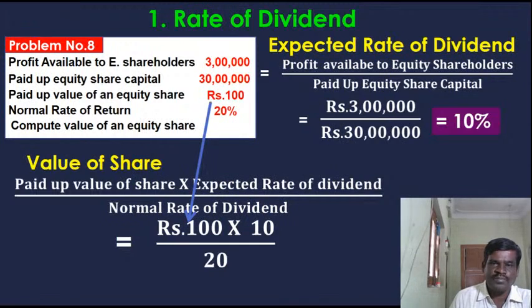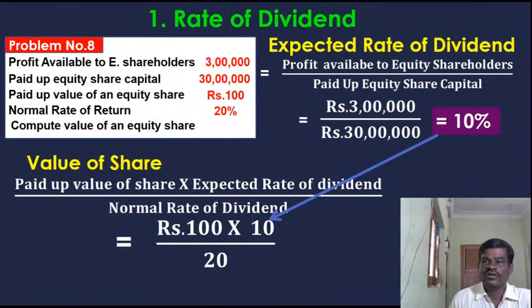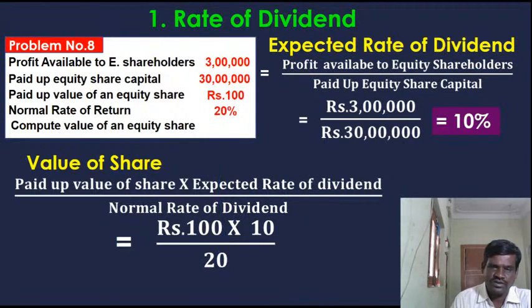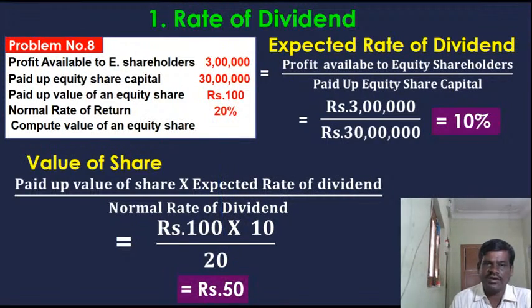Now solve this one. The paid up value of a share is rupees 100, into the expected rate of dividend, 10%, divided by the normal rate of return expected by the equity shareholders in the company, 20%. The value of a share under the yield method on the basis of the rate of dividend is rupees 50.